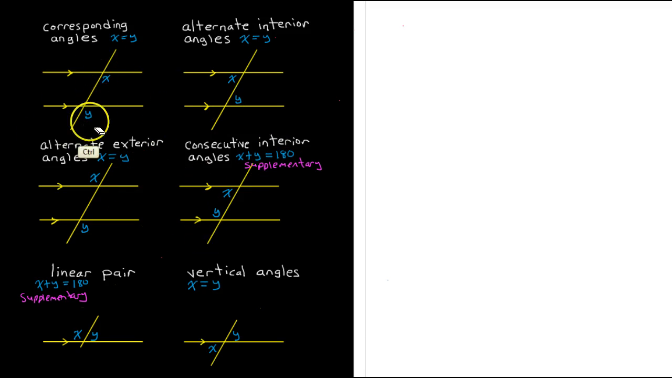So just remember what corresponding angles are: alternate interior angles, alternate exterior angles, consecutive interior angles, linear pair, and vertical angles. Just remember what all those kind of look like.